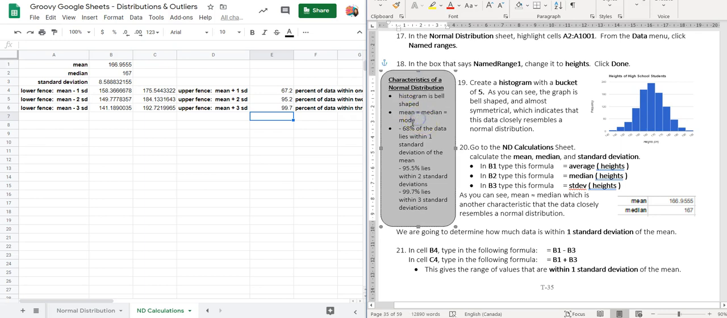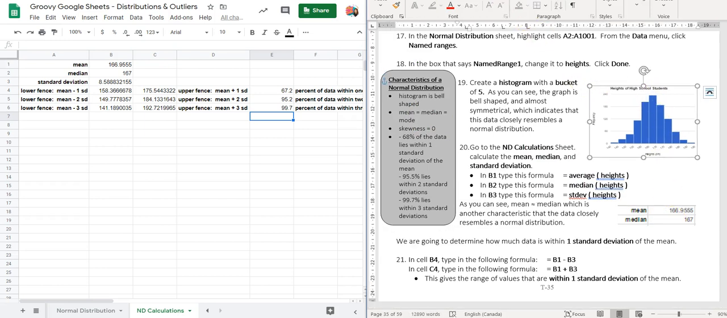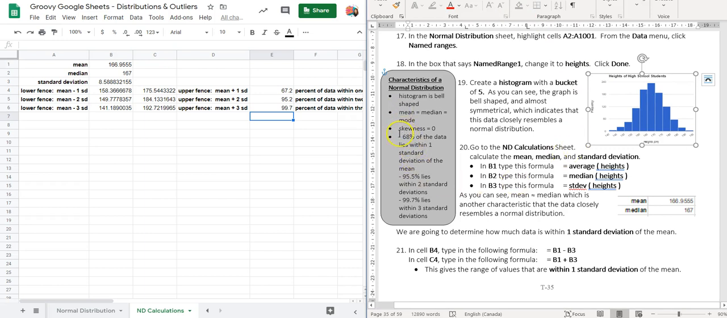So one thing I should add here also is the skewness is equal to 0. So those are your 4 pieces of evidence to determine whether a set of data is normally distributed or not. The first thing is to make the graph and see if the histogram is bell-shaped or close to it. The second thing is to calculate the mean, the median, and the mode. So the mean and the median, and looking at the graph, the mode, are they approximately equal to each other? The third thing, you can calculate the skewness.